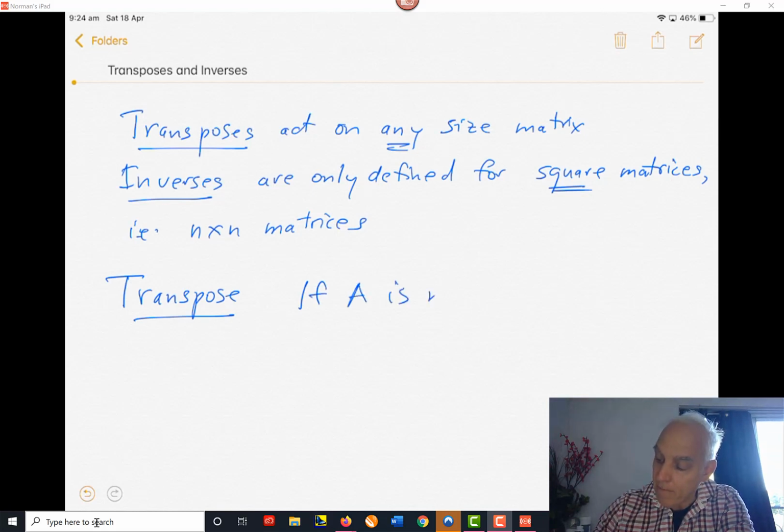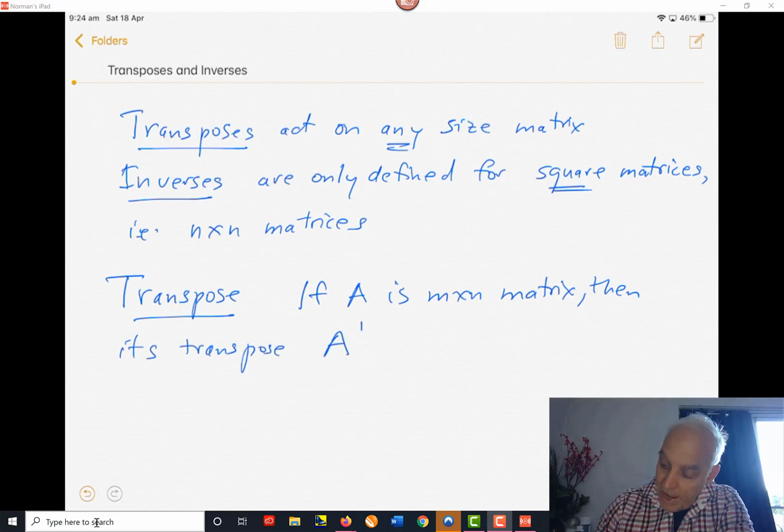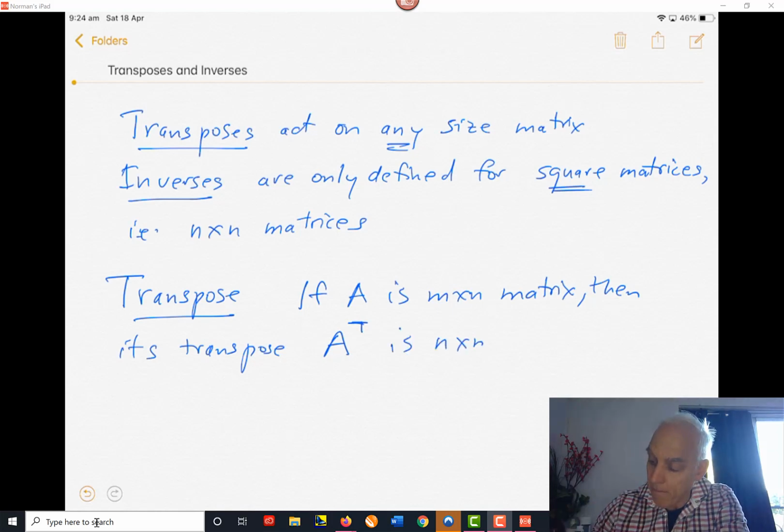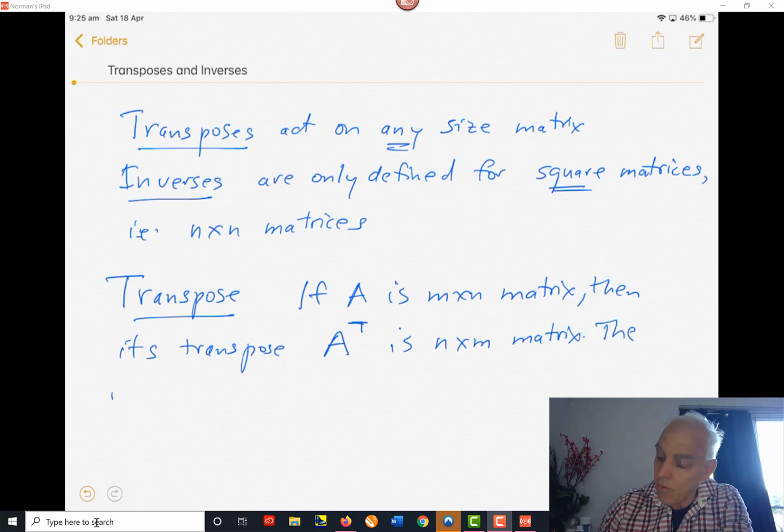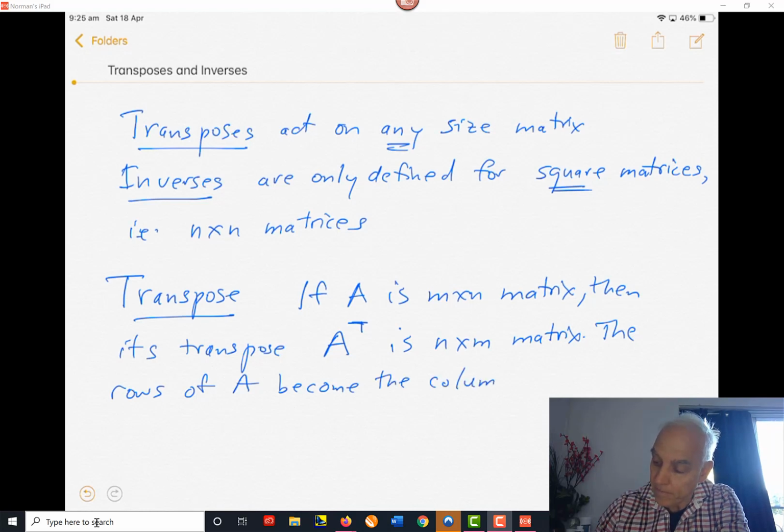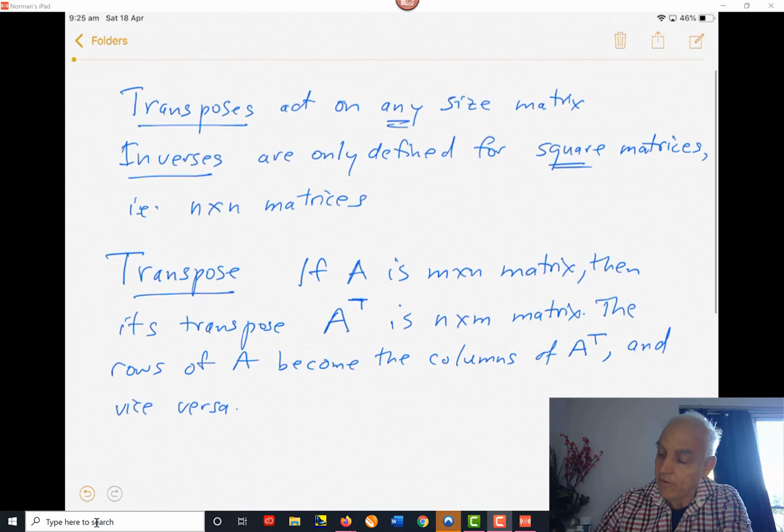If A is an m by n matrix, then its transpose, usually denoted A with a superscript capital T, is an n by m matrix. The rows of A become the columns of A transpose and vice versa. So let's give an example.